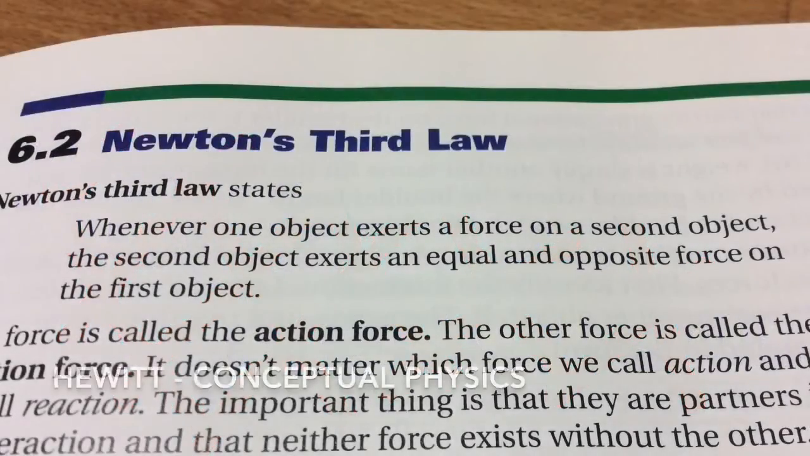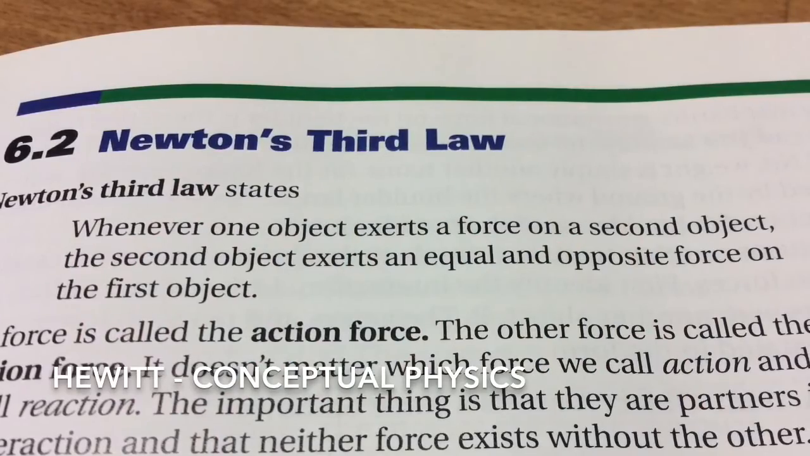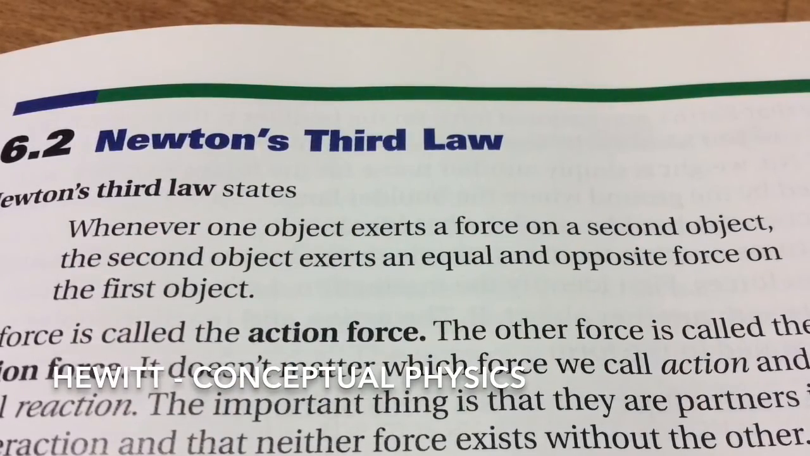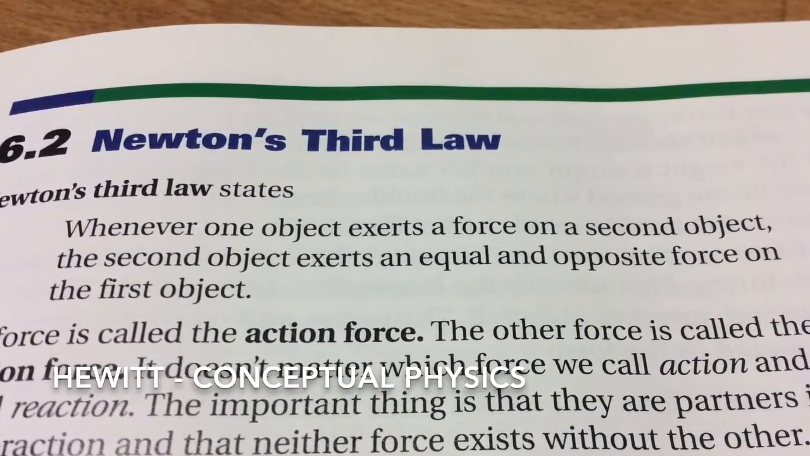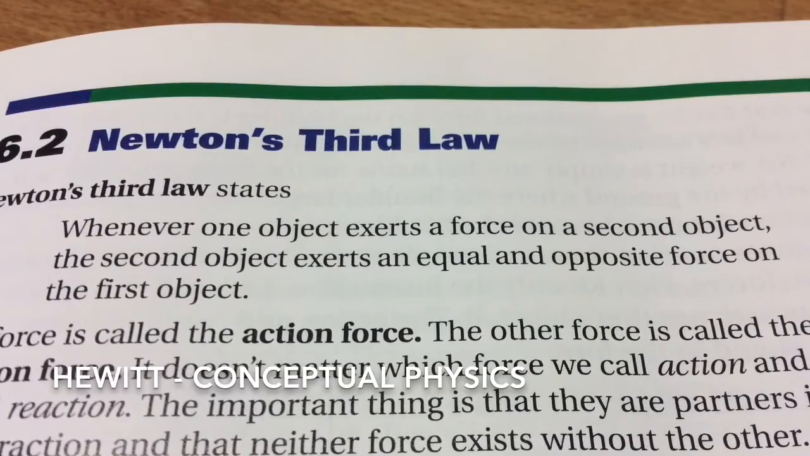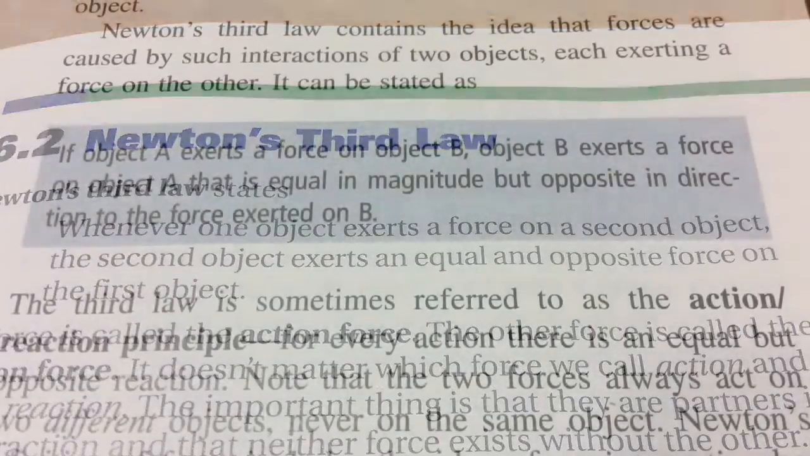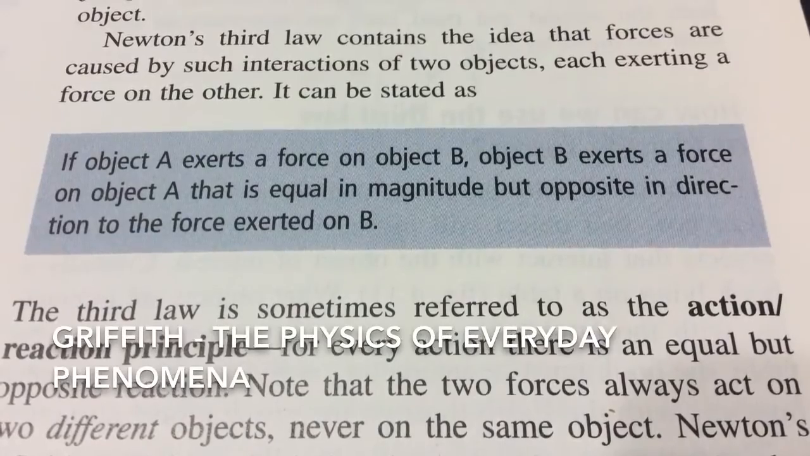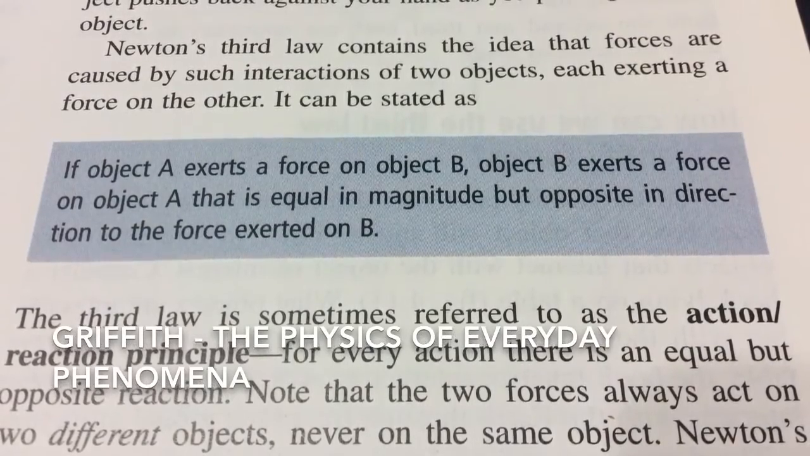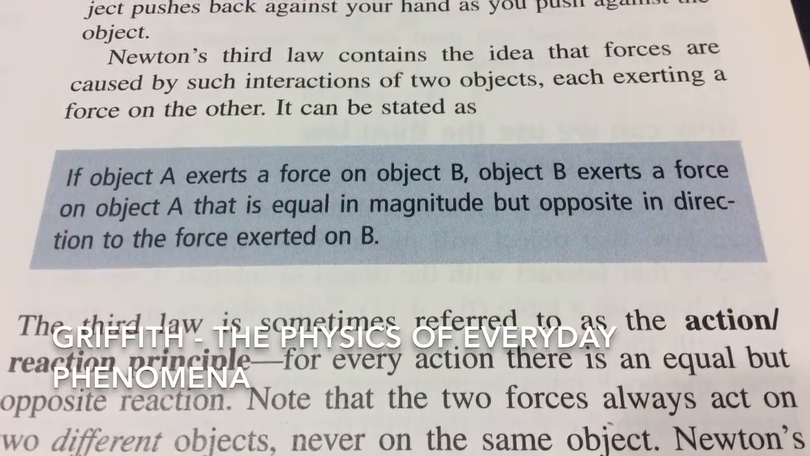Here are two attempts to do just that. Whenever one object exerts a force on a second object, the second object exerts an equal and opposite force on the first object. Or, if object A exerts a force on object B, then B exerts a force on object A that is equal in magnitude but opposite in direction to the force exerted on B.